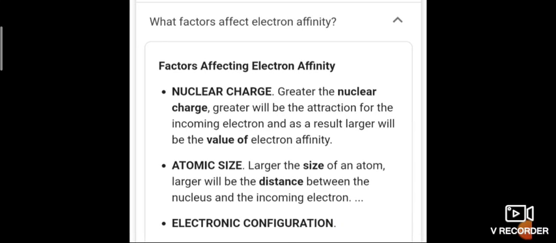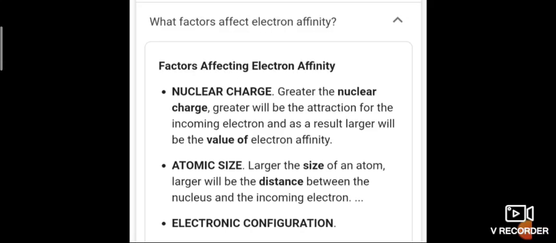What are the factors affecting electron affinity or electron gain enthalpy? Nuclear charge. The greater the nuclear charge, the greater will be the attraction for the incoming electron. As a result, larger will be the value of electron affinity. So when we move from left to right, nuclear charge increases, so electron affinity also increases.